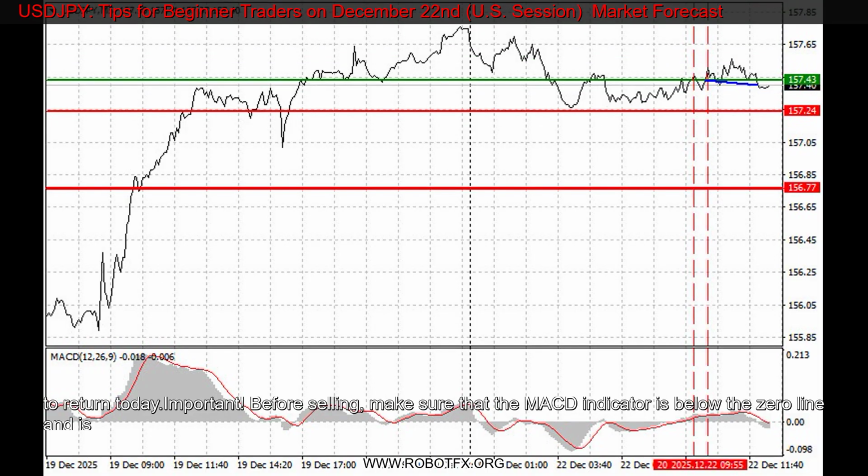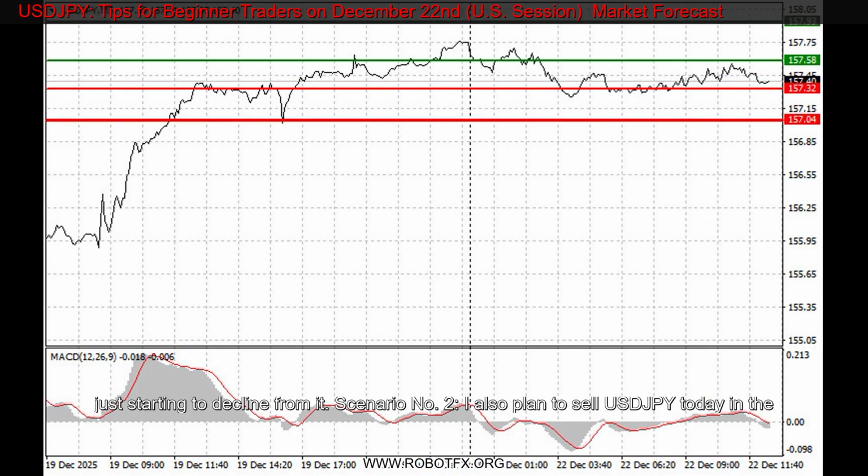Pressure on the pair is unlikely to return today. Important: before selling, make sure that the MACD indicator is below the zero line and is just starting to decline through it.